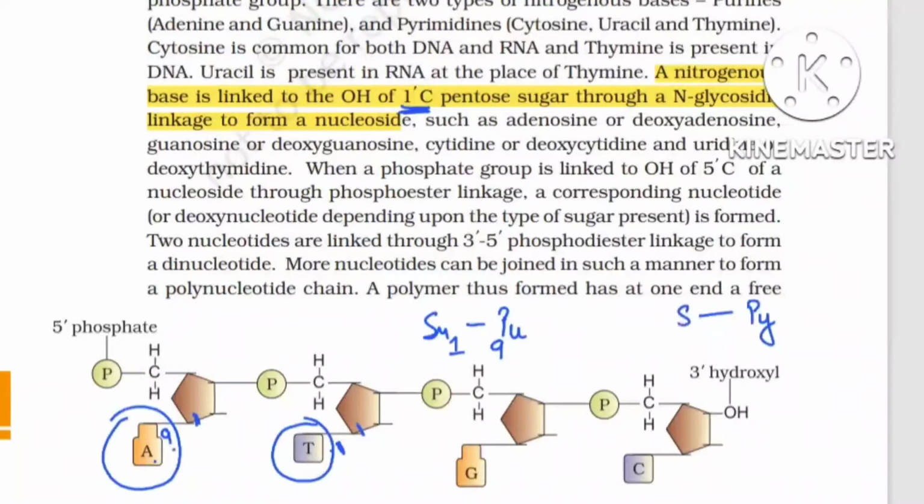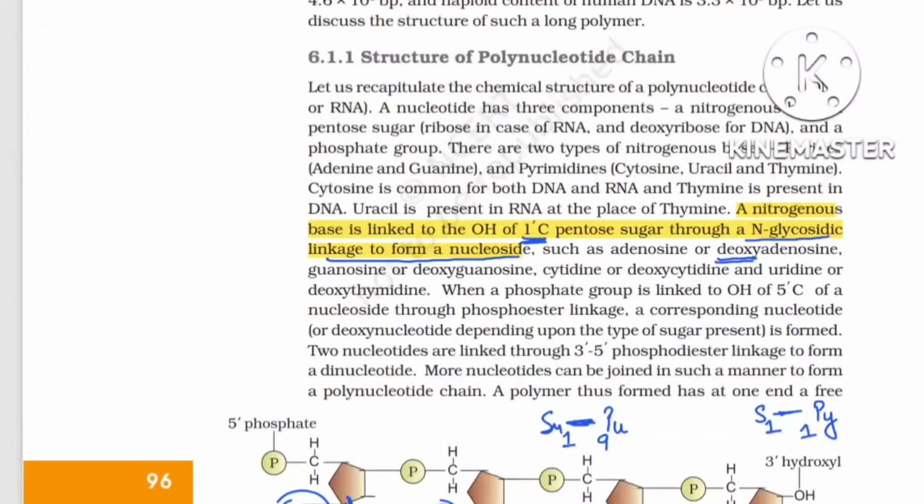Sugar with pyrimidine, it is first and first position. This line means glycosidic linkage. So this is the way you please learn it. To form nucleoside, if it is in the DNA, you have to add the word deoxy. If you are not putting deoxy, it means you are talking about RNA, because you know 2 types of nucleic acids are there, DNA or RNA. Is it clear? Just like deoxyguanosine for DNA, guanosine only for RNA.